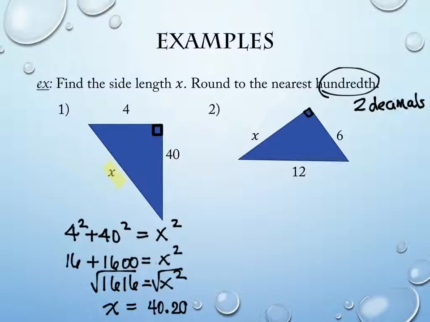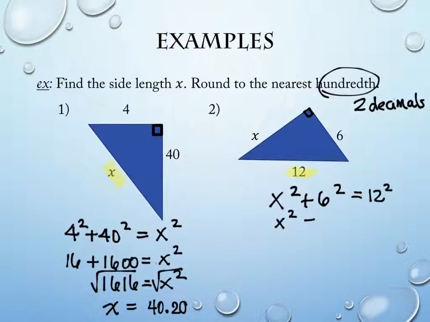All right, let's try another one. On this one, which side is the hypotenuse? The 12. So the 12 is the part that will be alone, equals 12 squared. So the x squared and the 6 squared will be added.